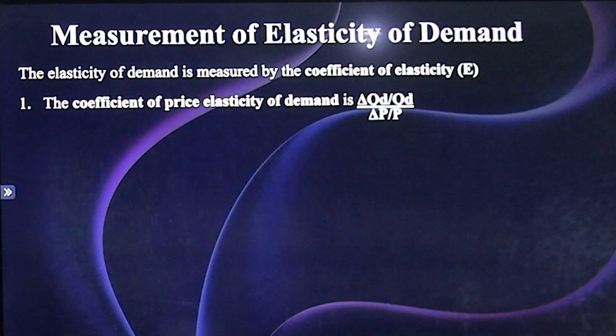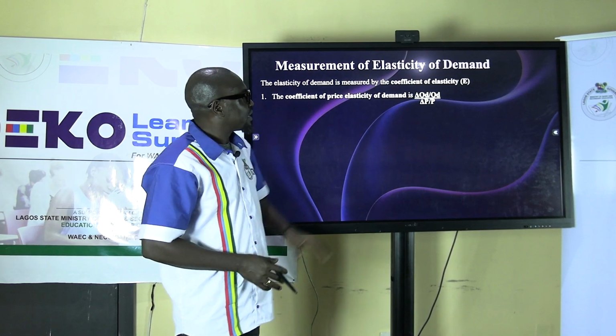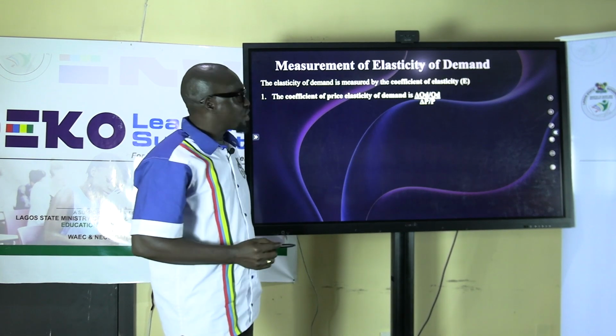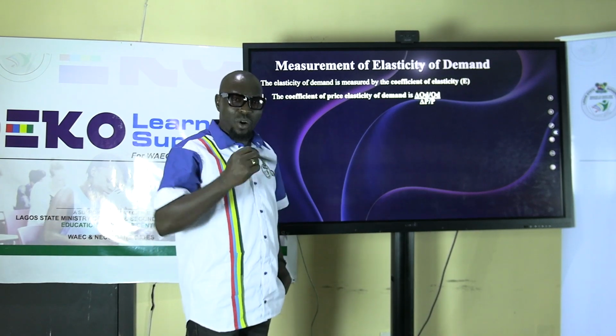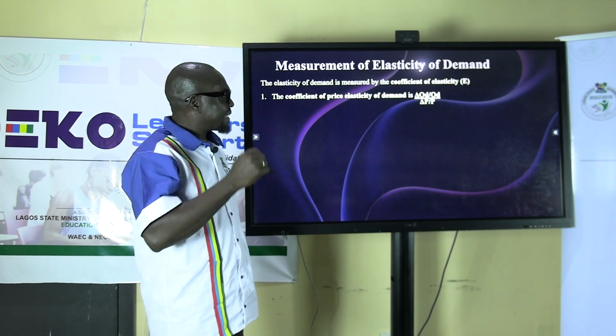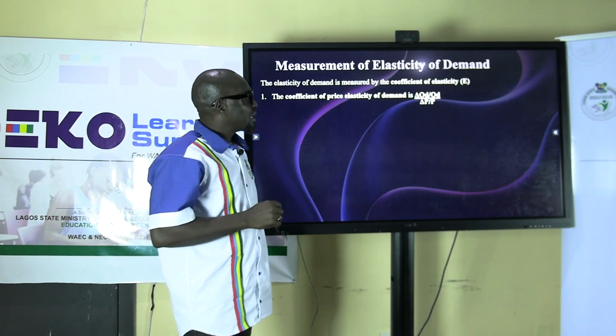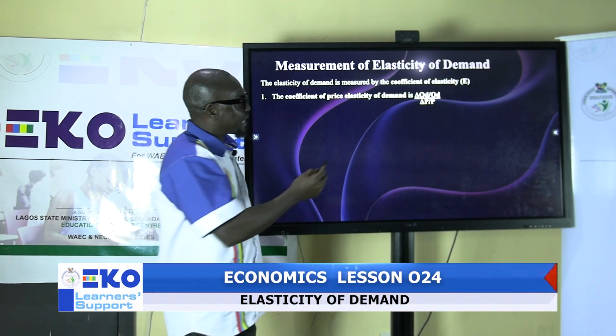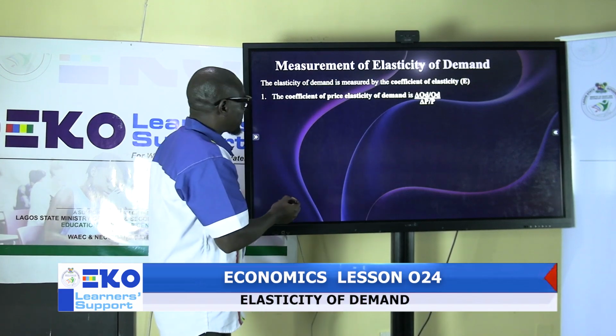It is simply by getting the ratio of change in quantity to the ratio of change in price of that particular commodity. So written here, we say it is delta QD, which is the change in quantity demanded of that commodity, divided by the quantity of the commodity, and then all divided by the change in price of the commodity divided by the price of the commodity.